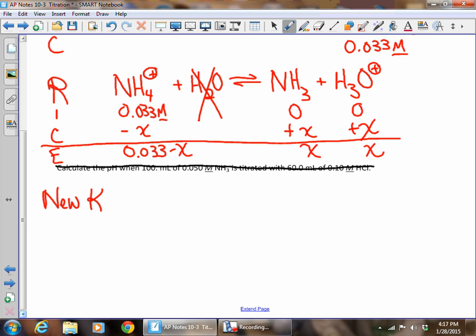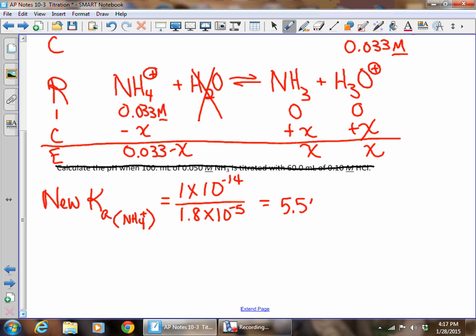So our new K, and in this case it's going to be our NH4 plus is giving away a hydrogen to water, so it's acting like an acid. Our new Ka of NH4 plus is going to be, remember, 1 times 10 to the minus 14th divided by the Kb of its conjugate acid-base pair. And that is NH3, and it tells us up above that that value is 1.8 times 10 to the minus 5th. So when we divide that out, we get a new K value of 5.56 times 10 to the minus 10th.